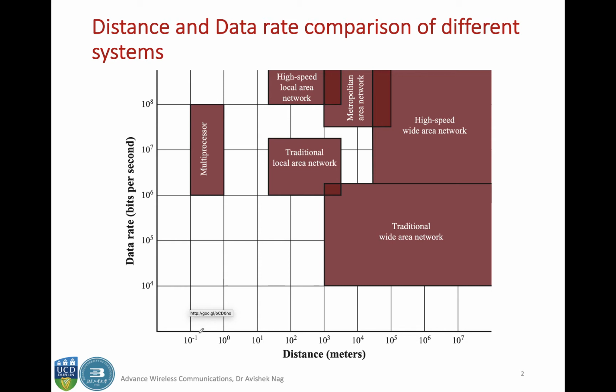The spacing is between 1 meter and less than 1 meter, so they are very closely spaced, and they can achieve very high speed communication between them. Data can move from one point to another at, let's say, 10 to the power 6 bits per second to 10 to the power 8 bits per second. Then you can have local area networks. You can have traditional local area networks, and an example is the campus local area network that you are using. You can also have a high speed version of the local area network, with a range between, let's say, 100 meters to a kilometer.